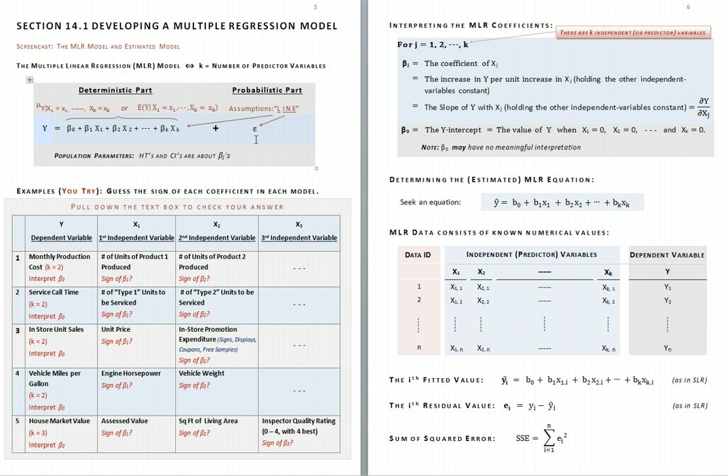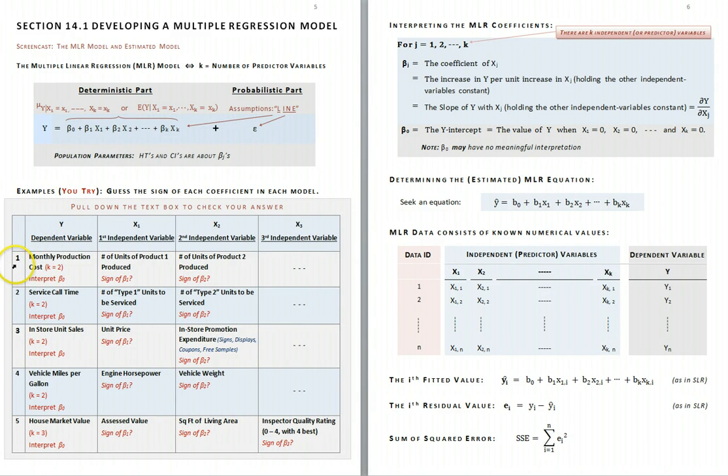The probabilistic part of the model involves the random error epsilon. The random error is assumed to satisfy the INE model assumptions. This U-try asks you to interpret each coefficient and indicate what sign you expect each coefficient to have. You should do this for each row.